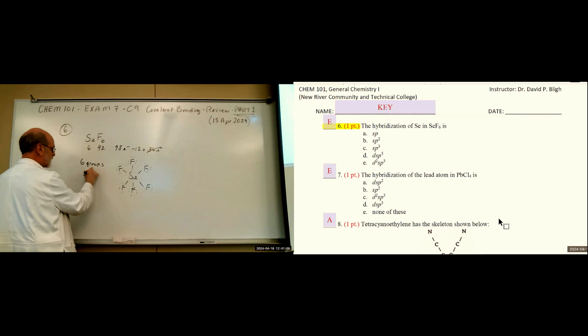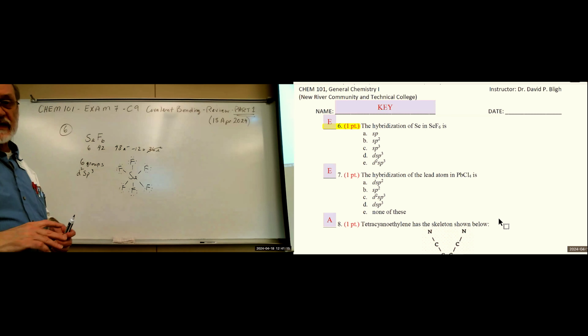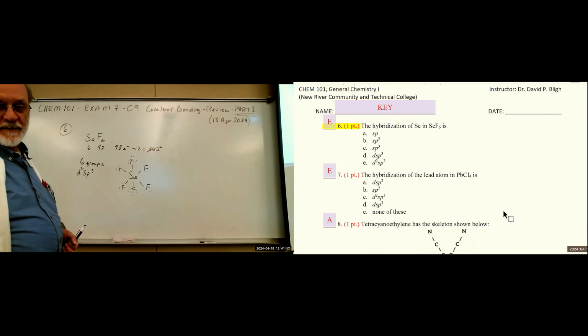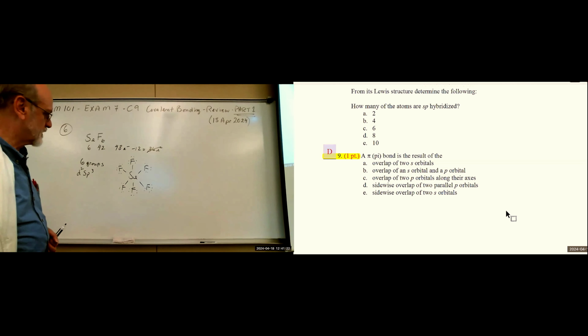And so sp3 gives us 4. We need 2 more. We get those from d's. So d2sp3 would be the hybridization for selenium. All right. How about number 9?